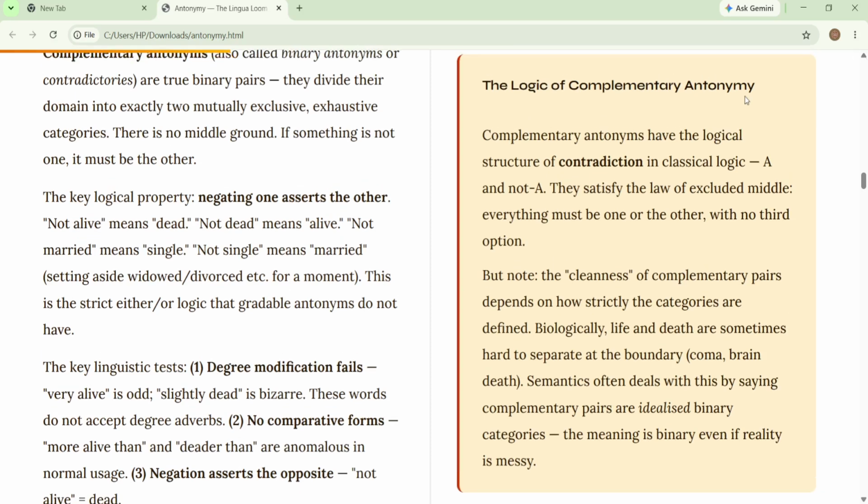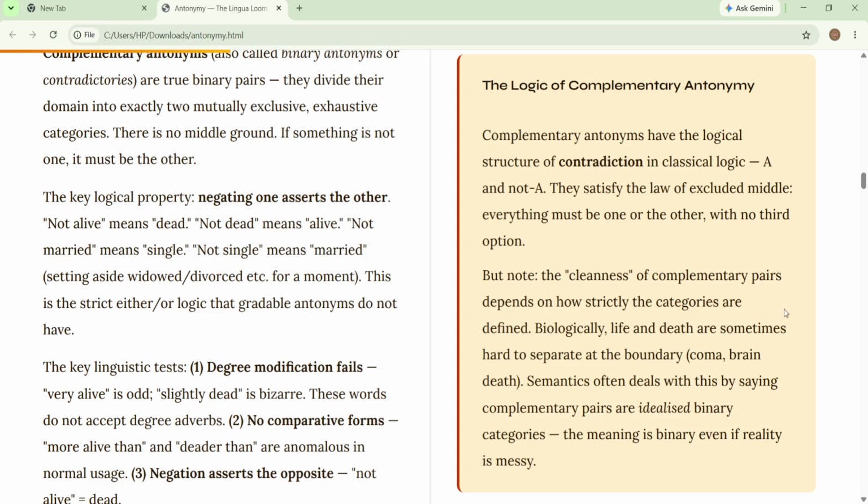So the logic of complementary antonyms. Complementary antonyms have the logical structure of contradiction in classical logic. A and not A, they satisfy the law of excluded middle. Everything must be one or the other with no third option.